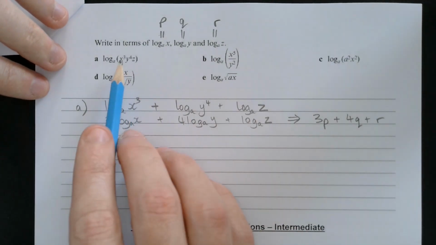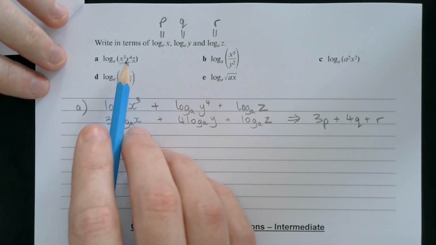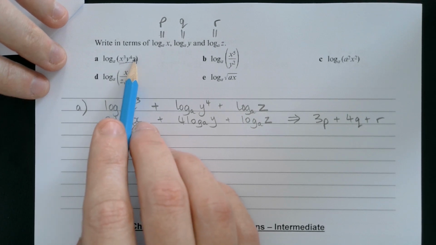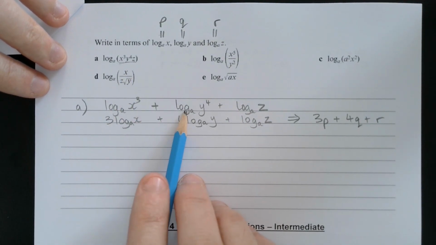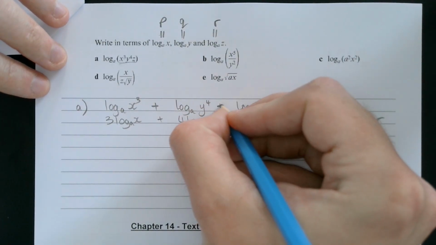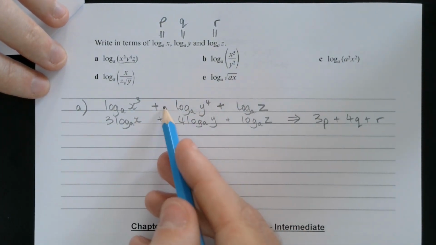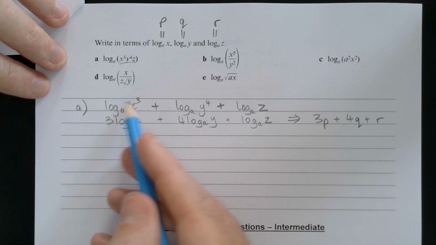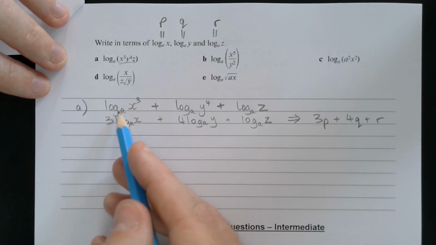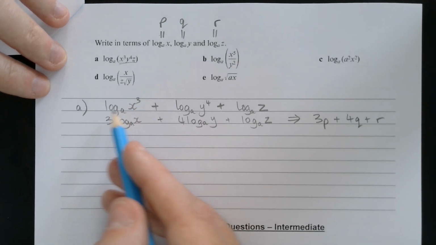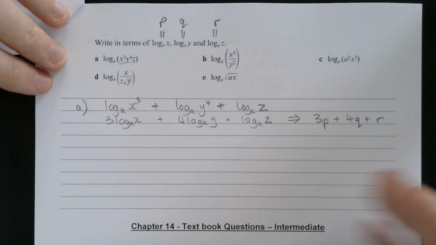All I did there was I split them. I couldn't do the power law first because they didn't have the same power. So I wrote them as 3 separate logs, and then I brought the power down. So times 3 by log base a of x is the same as log base a of x cubed. It's the power law.